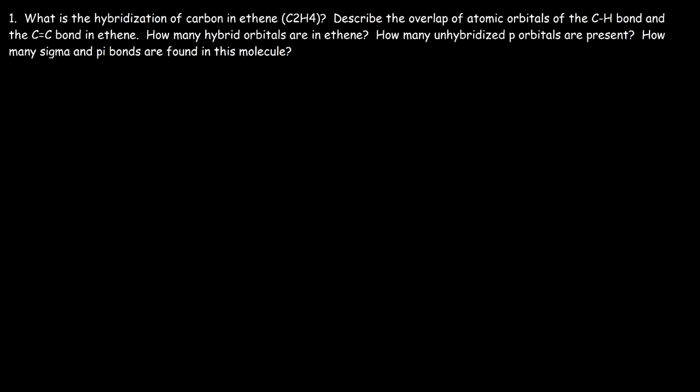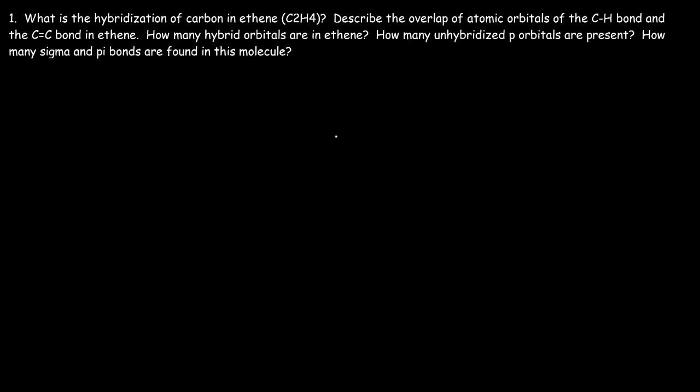Now let's work on some practice problems. What is the hybridization of carbon in ethene? Describe the overlap of atomic orbitals of the CH bond and the CC bond in ethene. How many hybrid orbitals are in ethene, and how many unhybridized p orbitals are present? Finally, how many sigma and pi bonds are found in this molecule? Go ahead and try this problem.